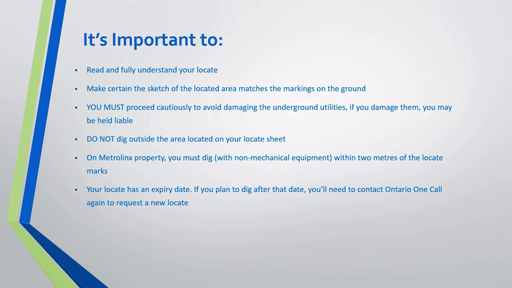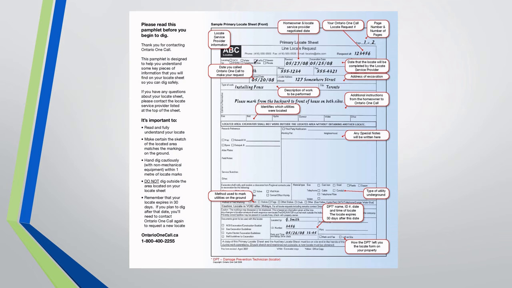Your locate has an expiry date. If you plan to dig after that date, you'll need to contact Ontario One Call again to request a new locate. This is the front side of a sample primary locate sheet.